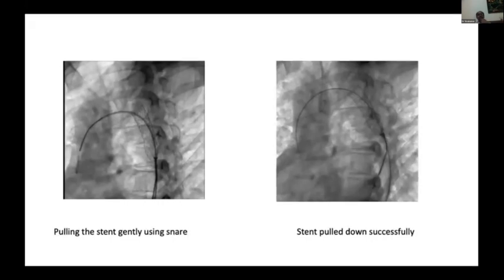I think if there is a proximal migration, try to reposition it immediately, with the guide wire, with the balloon, everything in place. It's possibly a bit easier.